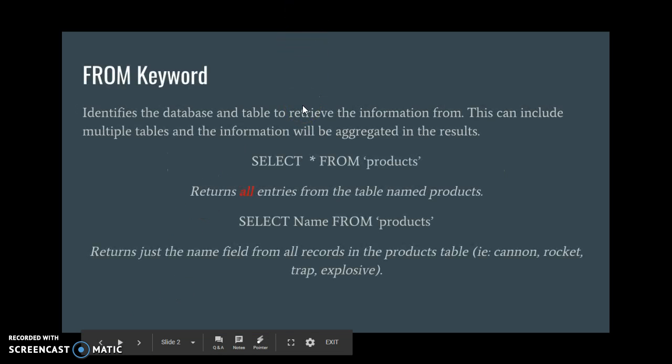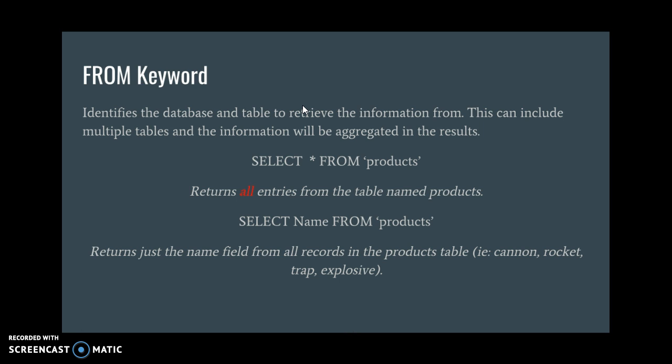The first keyword is the FROM keyword. They are always written in all caps. FROM identifies the database and the table to retrieve the information from. This can include multiple tables, and the information will be aggregated in the results. So this is how the SQL would be written.